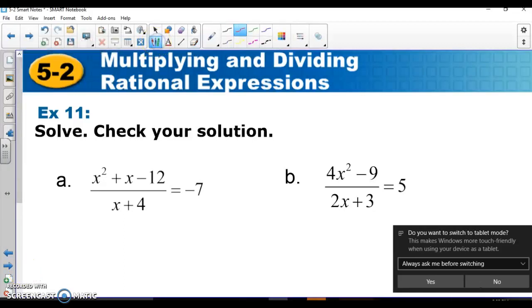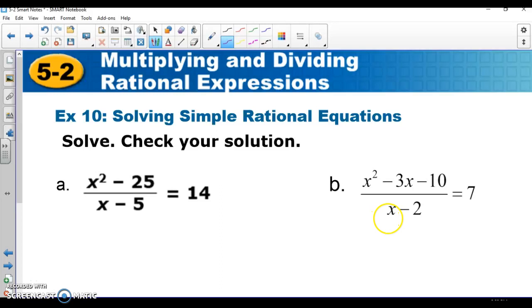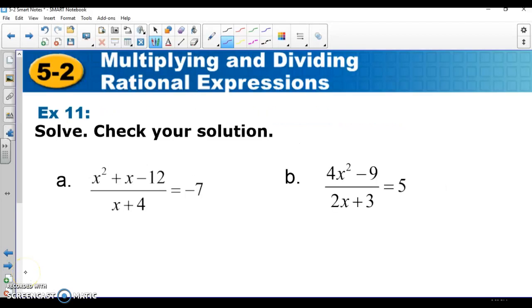These last videos are talking about how to solve simple rational equations. So if we look here in class on Friday, we did these last two examples. So I'm just going to leave those for you guys. If you weren't there on Friday, you can work on those on your own, and we're just going to work on the next two.